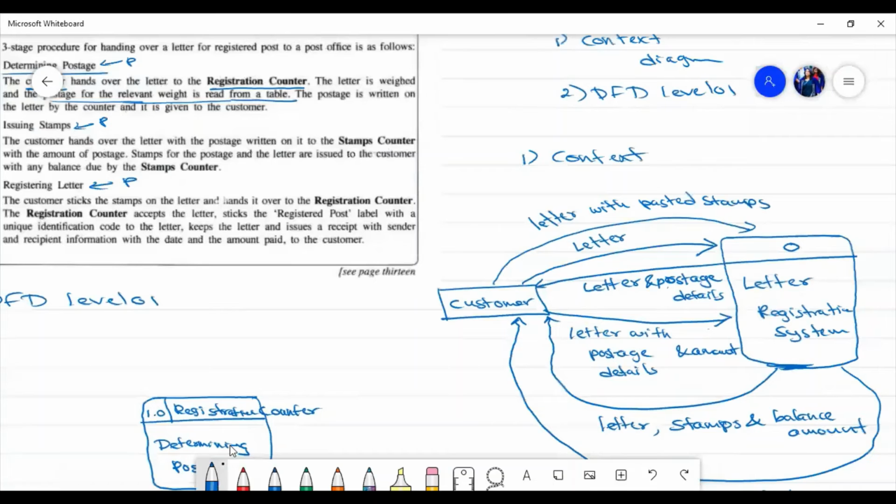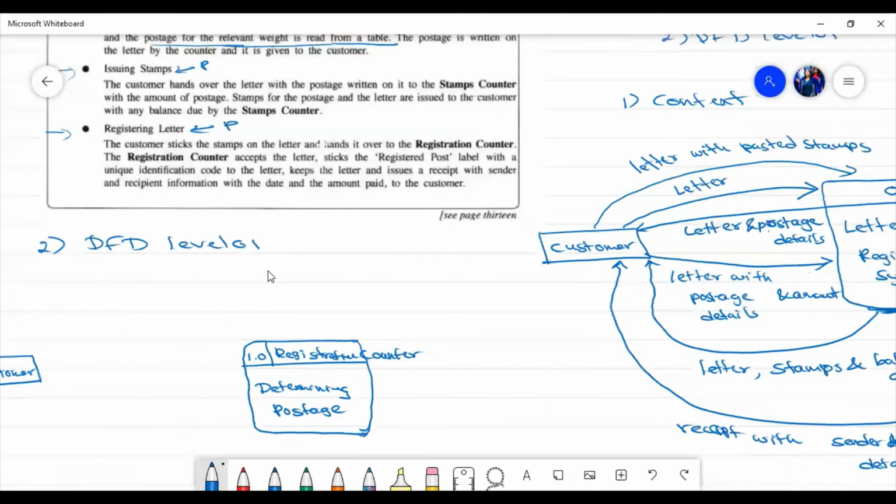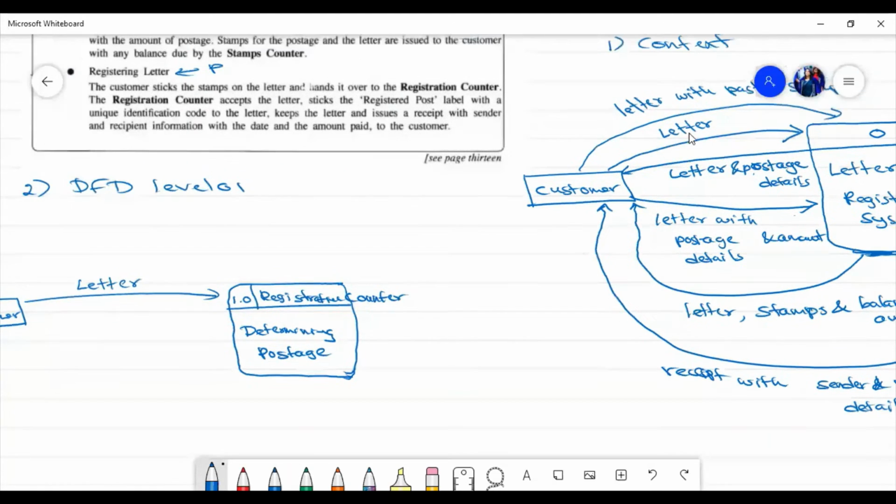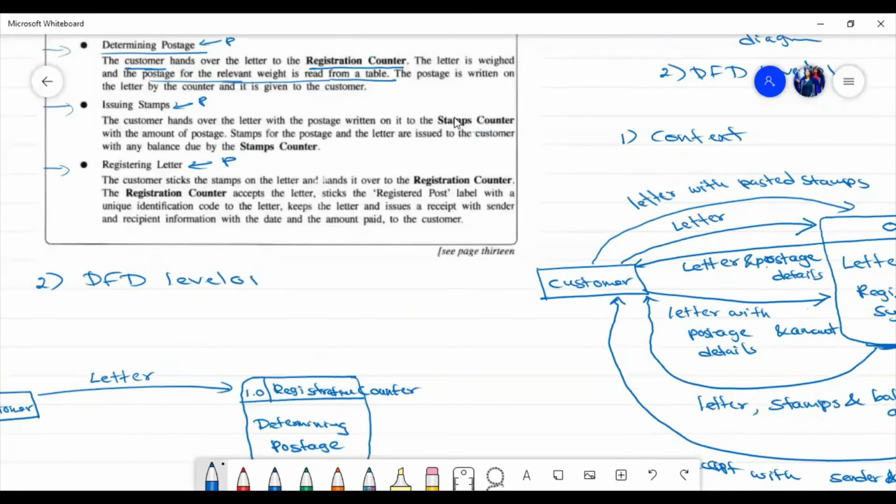See, letter, right? So here, the customer will give the letter, and then you have to check. Whatever you have written here, it's just a letter. Letter should be there. Done. So that input is correct. And then it says, the letter is weighed, and the postage for the relevant weight is read from a table.